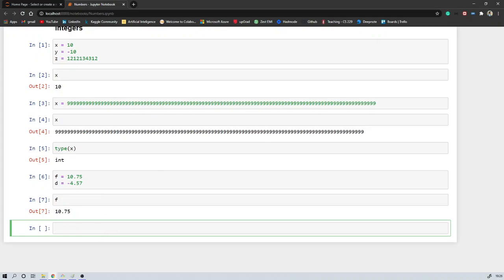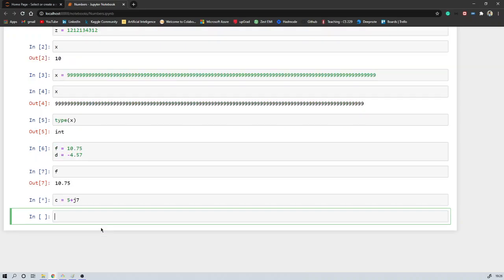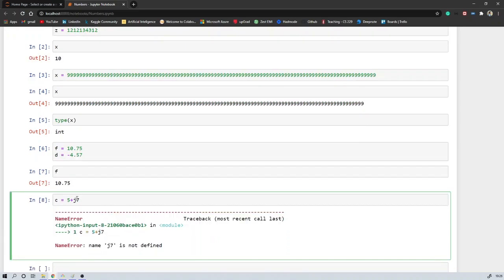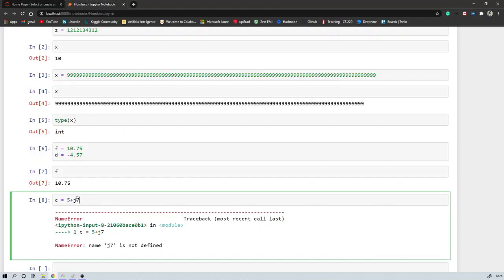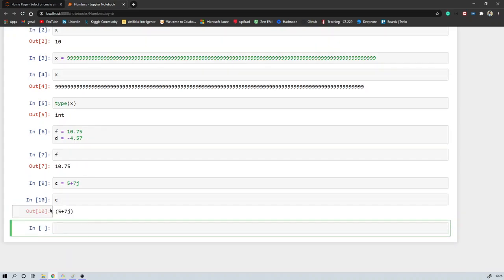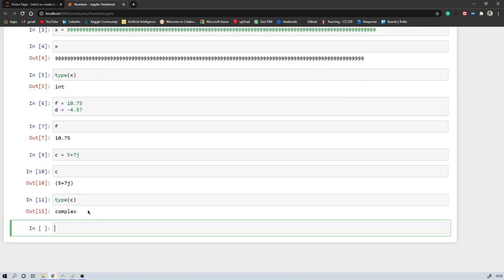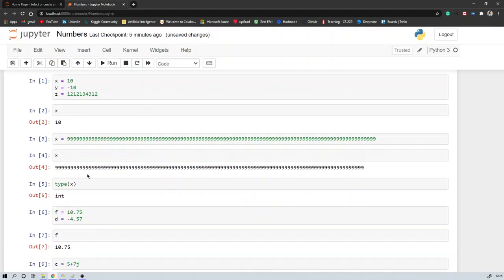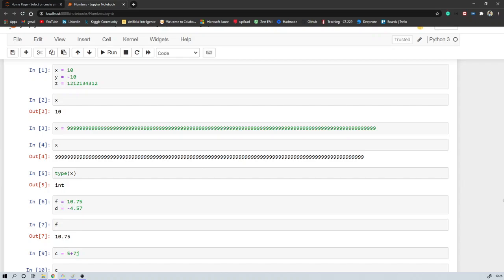The next is the complex number, where we can store the number in the form of real and imaginary parts. Let us give an example. I have a real number 5 plus an imaginary number 7. Oops, I've made a small typo, so here I'll say j. So this is a complex number. If I print this, you see it is in the form of a complex number. And if I check the type of c, it is a complex number. So these are the various numbers available in Python that you can utilize for your programs.